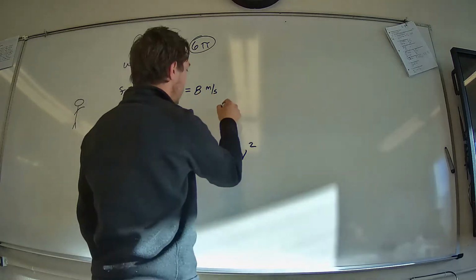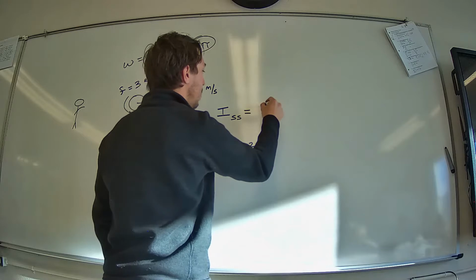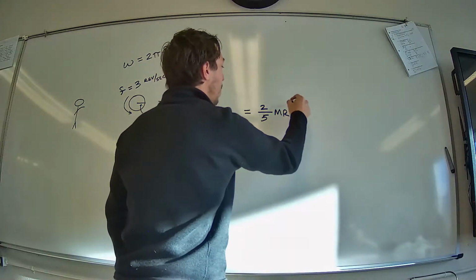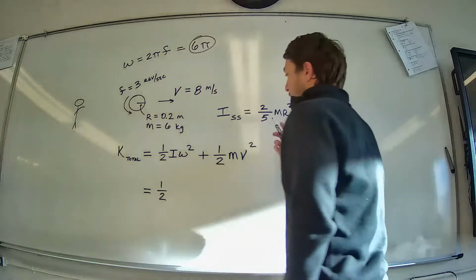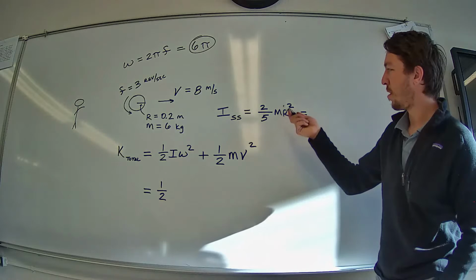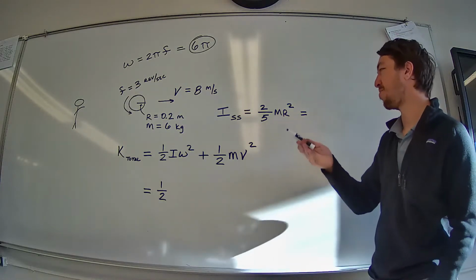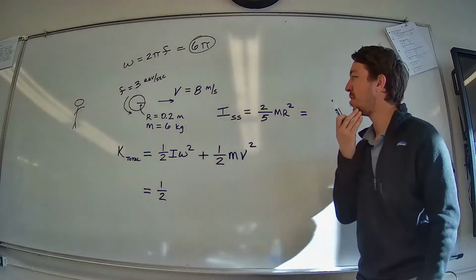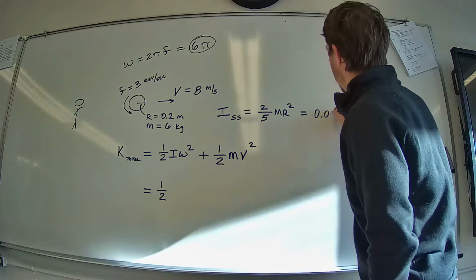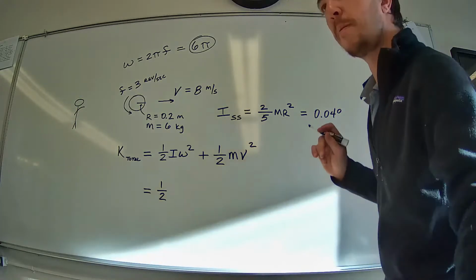So I for a solid sphere is 2/5 m r squared. Did anyone's calculator get us a number here? This is 6, this is 0.2, so it's going to be some kind of smaller decimal. 0.048. Oh wait, I was corrected.